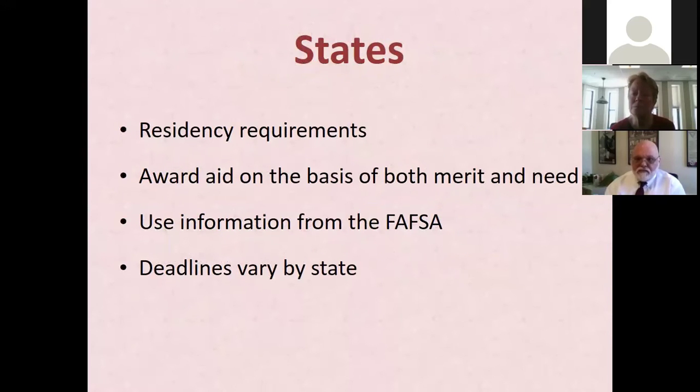States also have need-based programs. They usually have residency requirements. They can be awarded based on need or merit, but most of them are need at this point. They use information collected from the FAFSA, and the deadlines by state vary. In Massachusetts, the published deadline is May 1st. That varies a little bit year to year depending on how many applications they have, and they did extend it this year because of the pandemic.